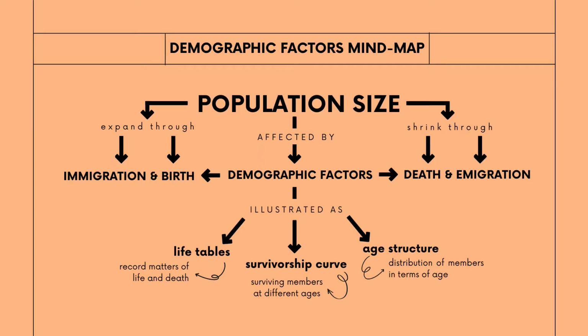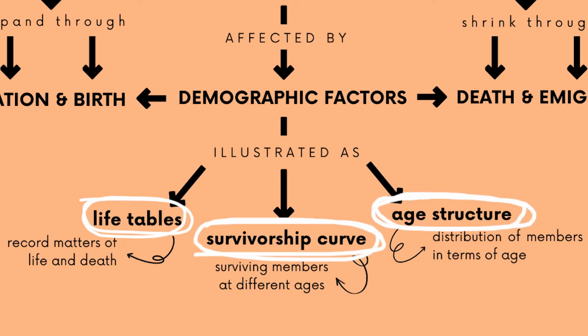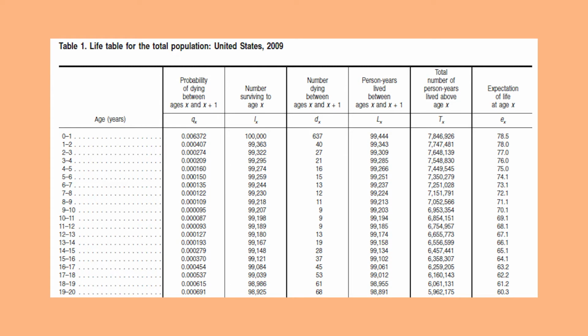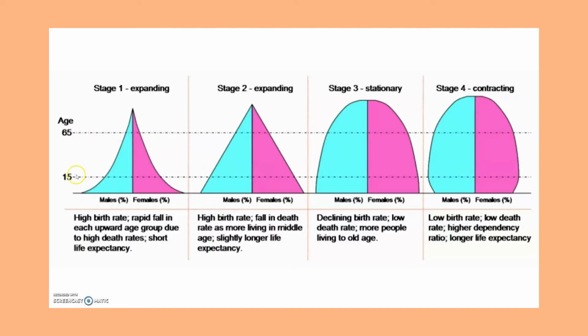The effects of the four demographic factors can be illustrated using life tables, survivorship curves, and age structures. Life tables record matters of life and death for a population. It summarizes the possibility of whether a member of a population will live, die, and/or reproduce at different life stages. Survivorship curve is defined as a graphic representation of the proportion of members of a population that are surviving or alive at different ages. Lastly, age structure is simply the distribution of the members of a population in terms of age.